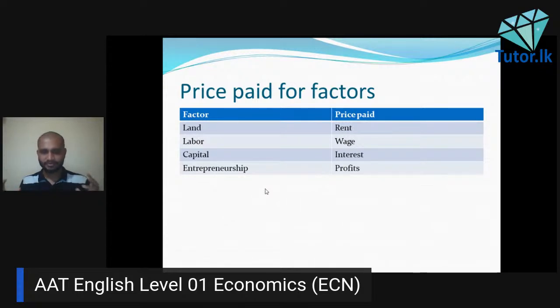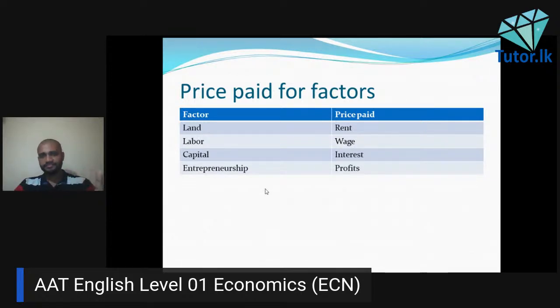On the other hand, entrepreneurship is the person who owns the business. That is the person who is bringing the decision making ability, who is taking the risk of the business, and who is having some innovative ideas. So what's the return he is expecting? He will expect profits from the business.